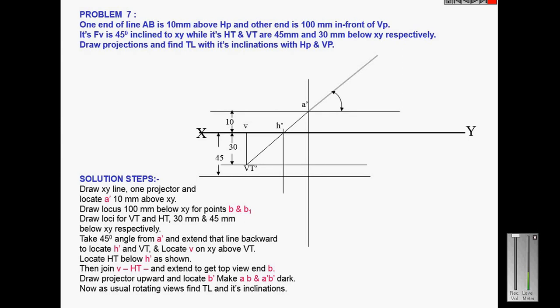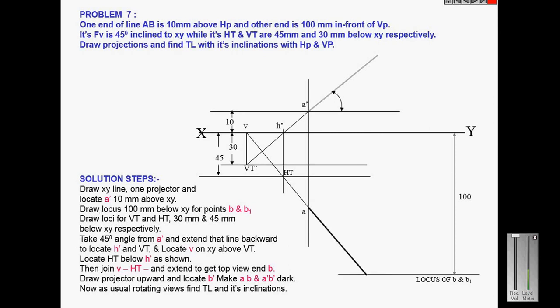Then draw a perpendicular line through H dash. It will touch the 45 millimeter line. That point is called the horizontal trace HT. And we know that the second point is 100 millimeter in front of VP. So this is the locus of B and B1. Then we just join the point V and HT and extend it.